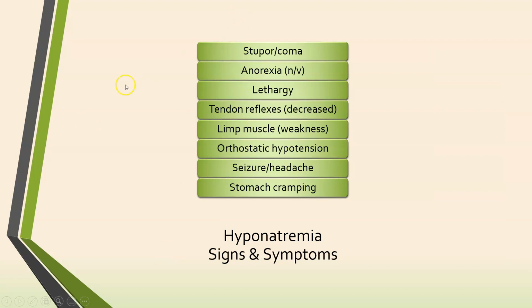Signs and symptoms of hyponatremia vary depending on the severity. Everything from stupor to coma, anorexia with nausea and vomiting, lethargy. Tendon reflexes tend to be decreased, limb muscle weakness, orthostatic hypotension, seizure and headache, and stomach cramping.